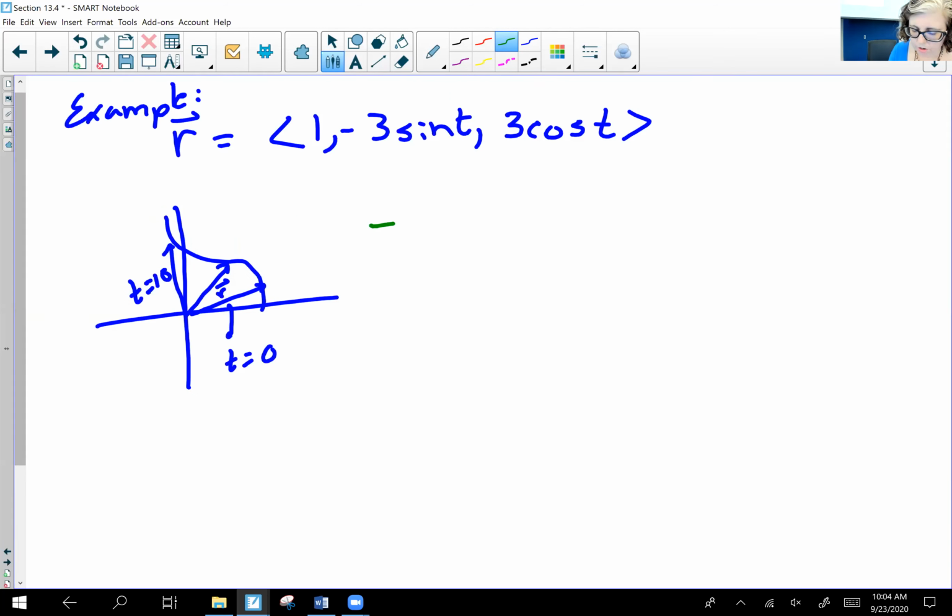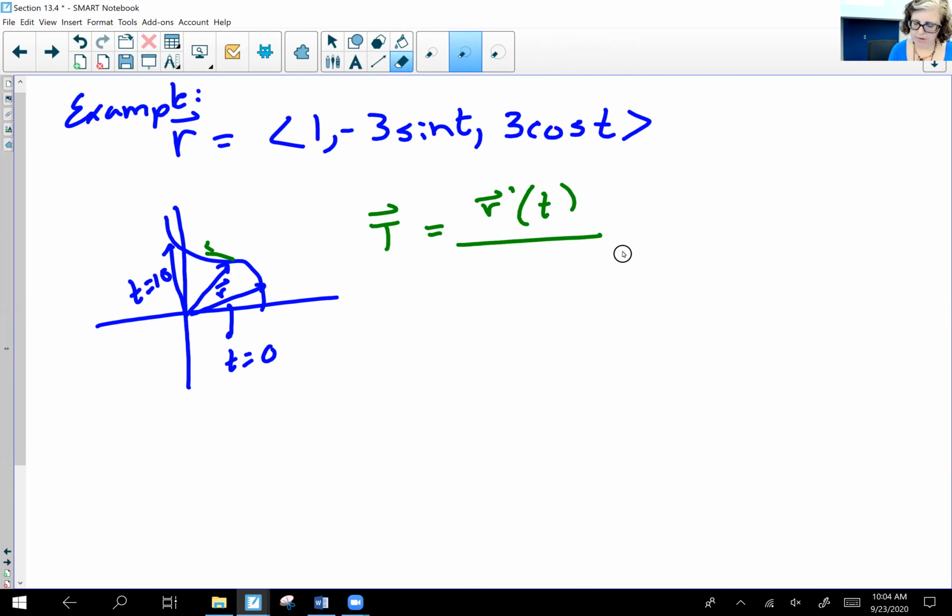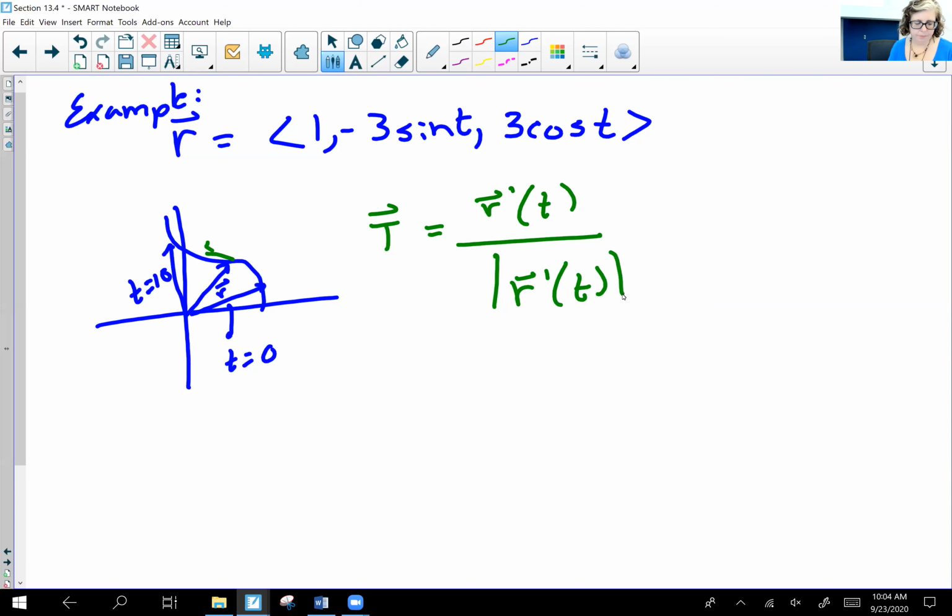If we want to find the tangent vector at any point, that's going to be the derivative of the position vector divided by, no, it's not a square root, divided by the magnitude of the derivative of the position vector. Sometimes you're given a point, which allows these to fall out pretty nicely. Sometimes you're not. This one's actually going to work for us.